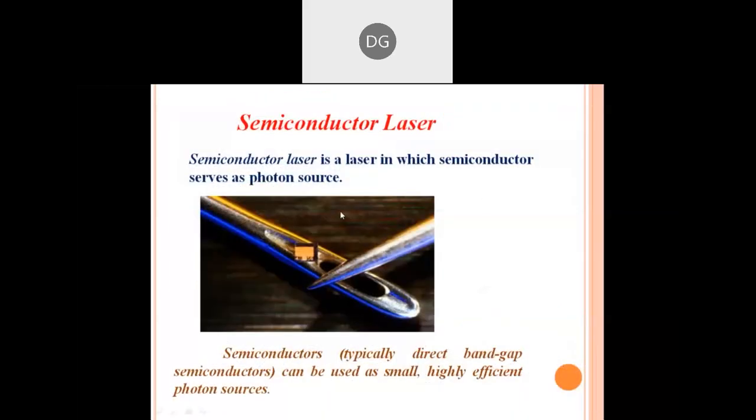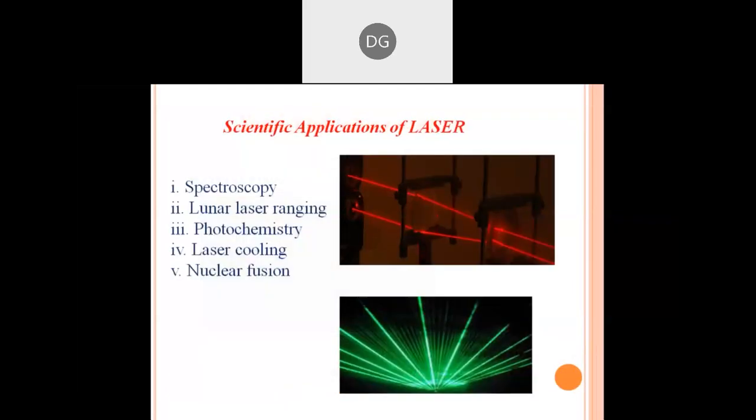Now here are some photographs of types of lasers, such as helium neon, which is a gas laser, and Nd:YAG laser, which is a solid state laser. The next is the semiconductor laser. A semiconductor laser is a laser in which a semiconductor serves as the photon source, and this is the smallest laser that we can use.